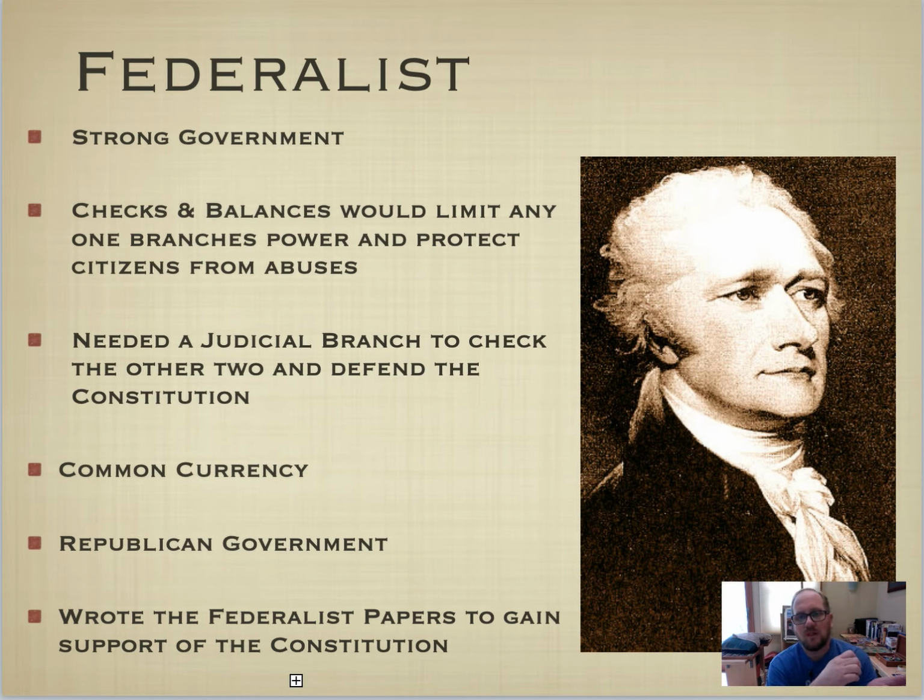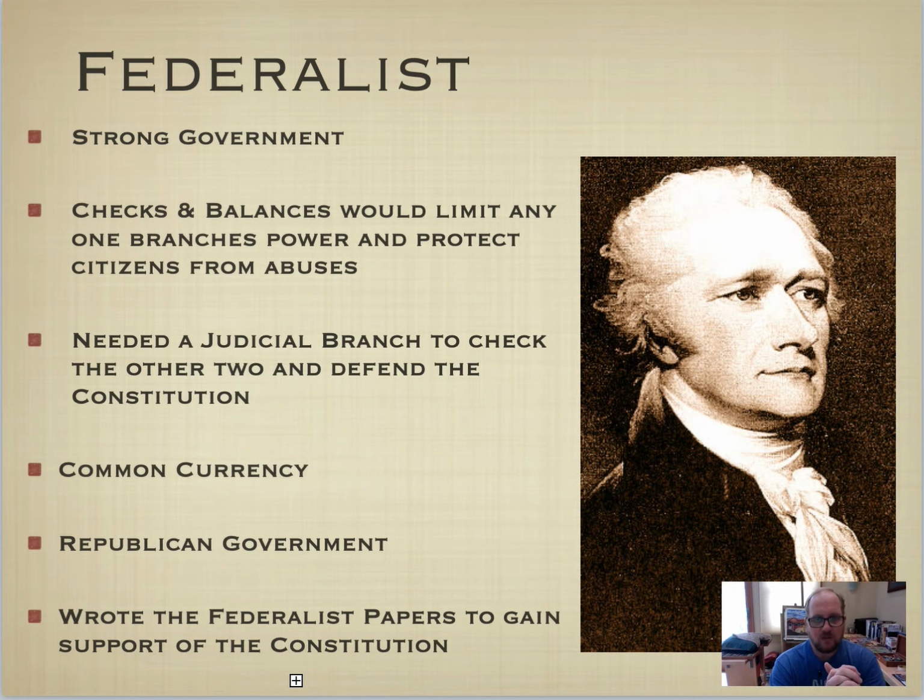The Federalists liked this strong central government. They thought that there was no need for a Bill of Rights because there were checks and balances, separation of powers, and that those checks and balances themselves would protect against the abuse of powers because every single branch would overlap each other's authority. They also thought they needed a judicial branch to check the other 2 branches and also to check the states themselves. So they thought that a judicial branch had to be added into this Constitution.